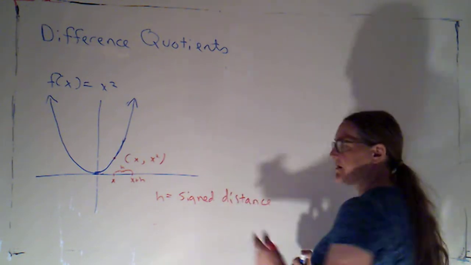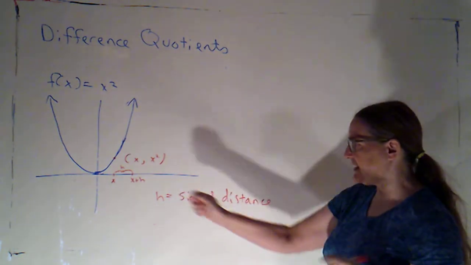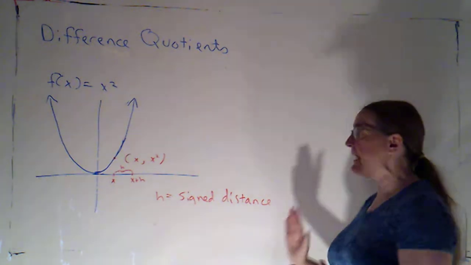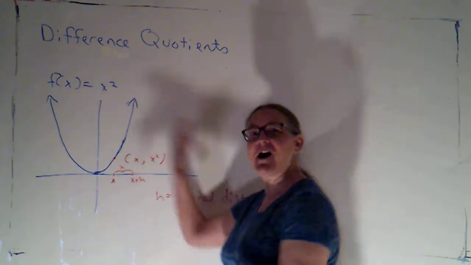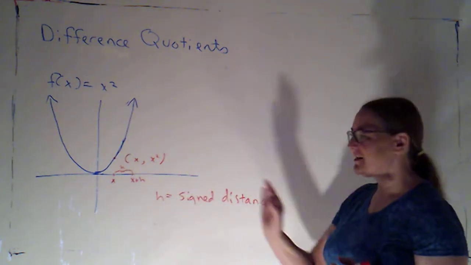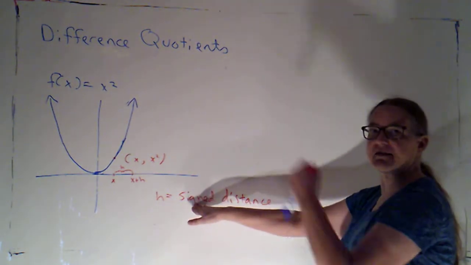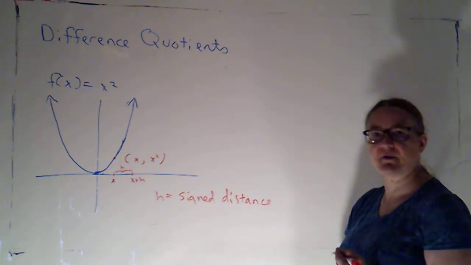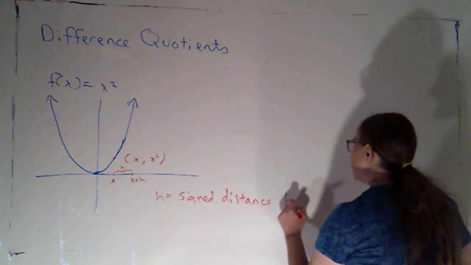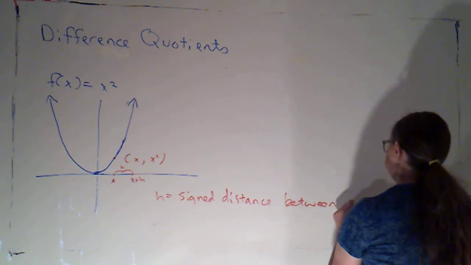So distance is always positive. If h is negative, it's just the opposite of the distance. And it's telling us then when it's negative, x plus h is on the left. When h is positive, x plus h is on the right. So the sign tells us which side of x we're on. The absolute value tells us how far away from x we are. So it's the signed distance between our x values.